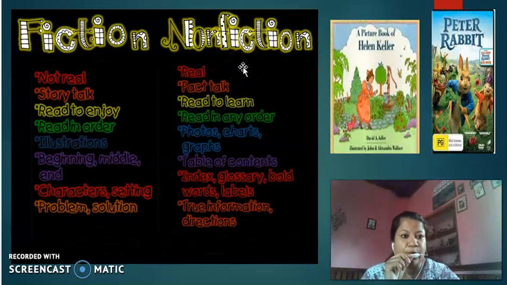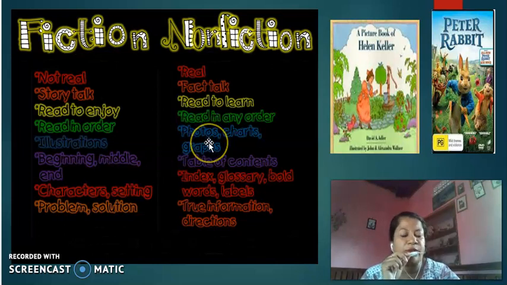Okay, now if you take the picture book of Helen Keller, this is a real story about a little girl who could not see and hear. Okay, it talks about facts. Okay, we read it because we want to learn about her. We read it because we want to be inspired. Okay, we can read it in any order. Okay, but usually it's always better to read it from the beginning, but you can read it in any order.